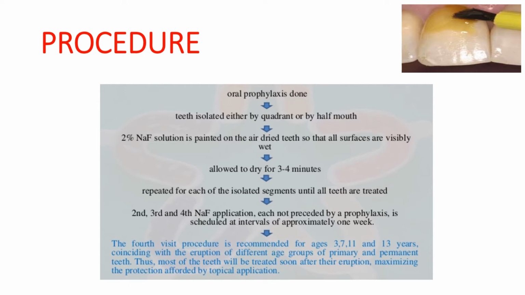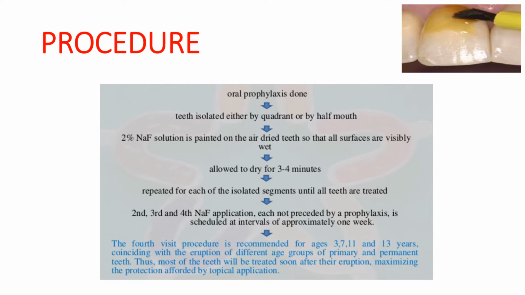Now this treatment is given in a series of 4 appointments. The first step is the oral prophylaxis. The oral prophylaxis is done with the pumice slurry, and then you isolate the teeth either by the quadrant or by the half mouth with the help of cotton rolls, and then you dry the teeth with compressed air.